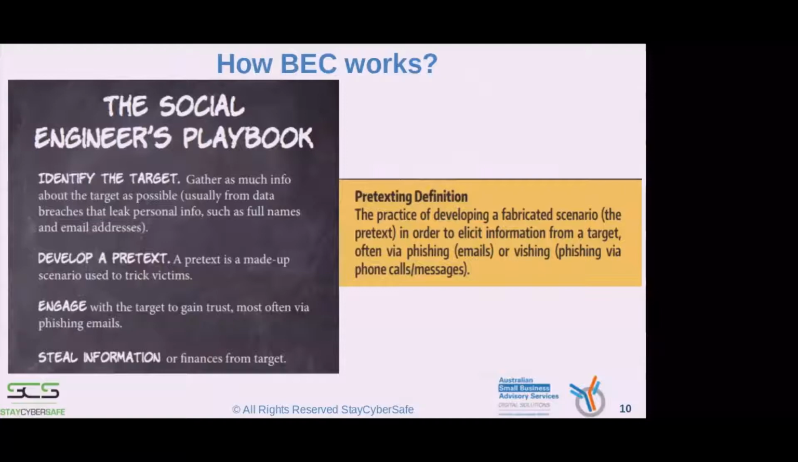So how does BEC work? As I mentioned earlier, there's a lot of social engineering used when it comes to BEC. First, the social engineer will identify the target. They will gather as much information about the target as possible. Usually it's from data breaches that leak personal information, such as full names and email addresses, but they will also look for information shared online, for example, on social websites like Facebook and LinkedIn. And if they see people publishing too much information, they will use that information against you. That's why we always say, publish only the information that is important.